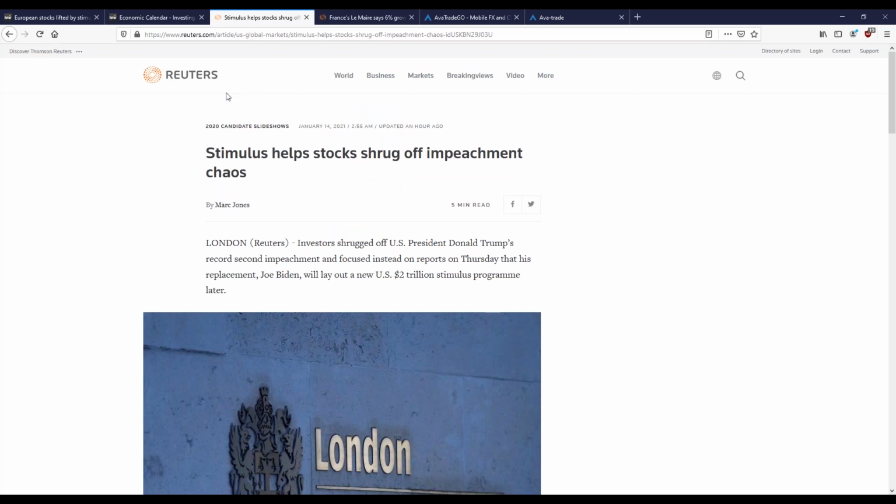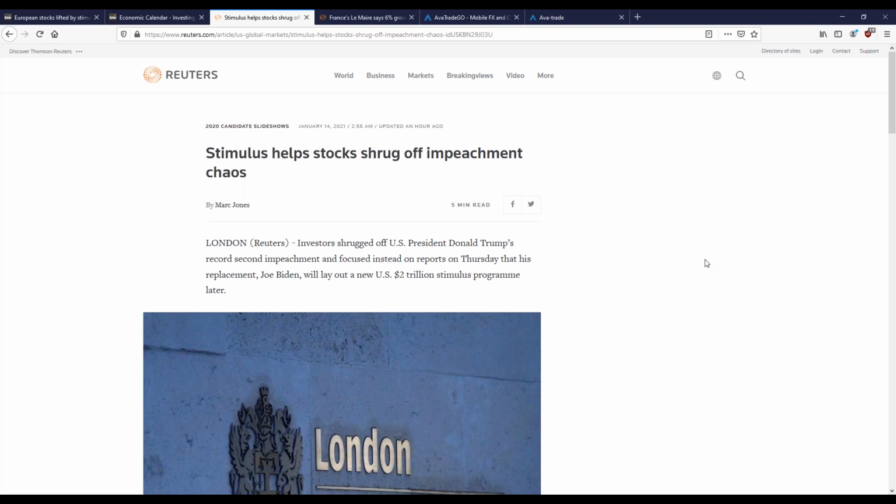Okay. There's another headline out of Reuters. Stimulus helps stocks shrug off impeachment chaos. We mentioned that Trump's the first president ever to be impeached twice. I guess something he can brag about. We're looking at the fact that that really didn't affect the markets, and it really shouldn't.